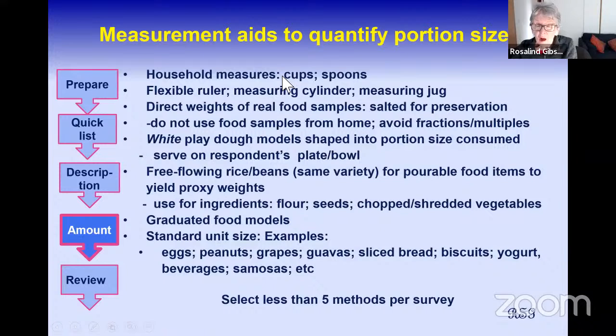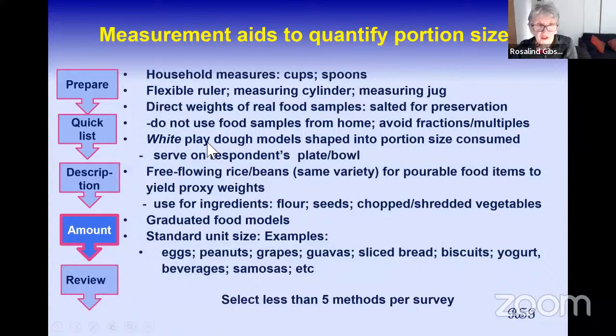Household measures, particularly if you're carrying out your 24-hour recall in the home, then you can calibrate with water the volume of the cups or the spoons. Often a measuring cylinder can be used for measuring the volume of soup that's been consumed, or a measuring jug. We can weigh foods directly, particularly our staple foods.